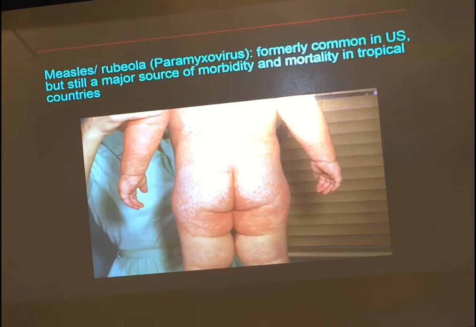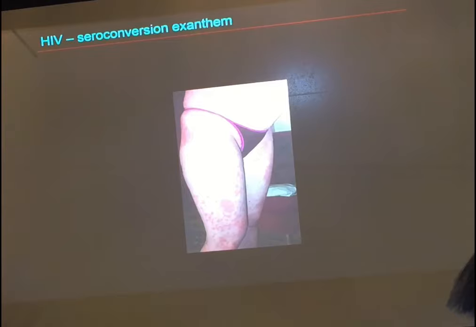The third thing is to look at the palms and soles. That's where the shaking of the hands comes from. So, touch it, mucosal involvement, and are the palms and soles involved or not? And you can differentiate, this is very rare, the HIV seroconversion exanthem.